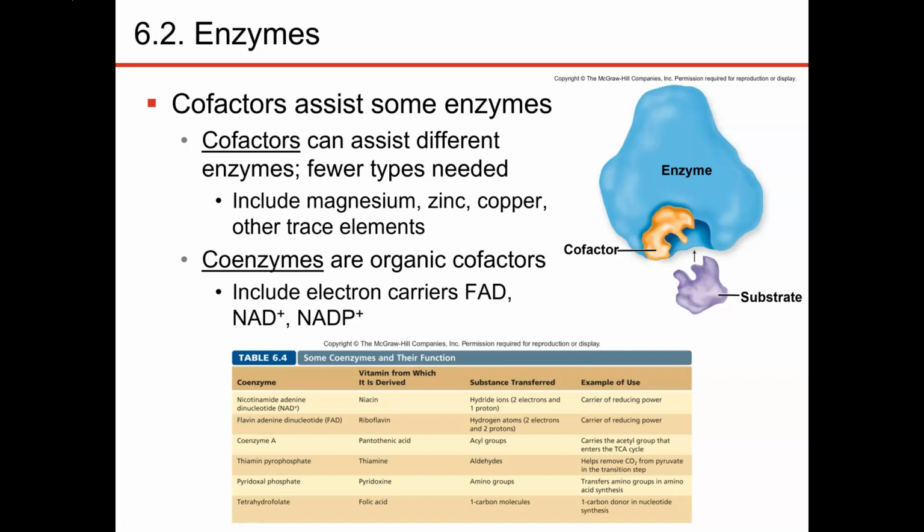Sometimes enzymes utilize cofactors or coenzymes. So a cofactor is an inorganic molecule, whereas a coenzyme is an organic molecule, but both assist the enzyme in whatever reaction has to occur. So I always think of cofactors, be it inorganic or organic coenzymes, as the helpers to the enzyme.